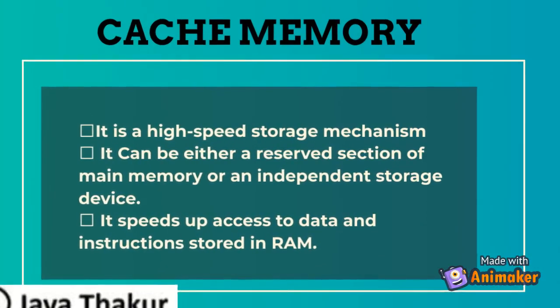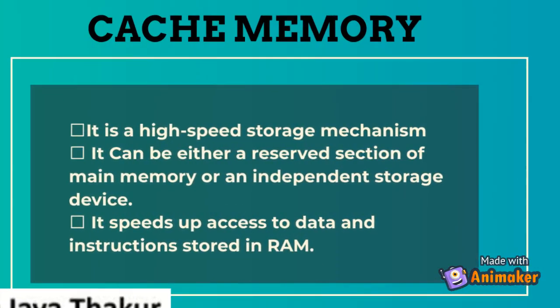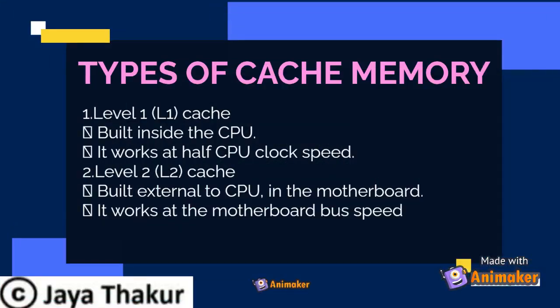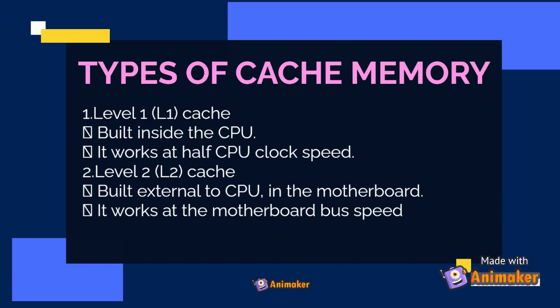And the other type of memory is cache memory. It is introduced between CPU and the main memory. It has a high-speed storage mechanism. It can be either a reserved section of main memory or an independent storage device. It speeds up access to data and instructions stored in RAM. CPU clock speed. Level 2, L2, cache.